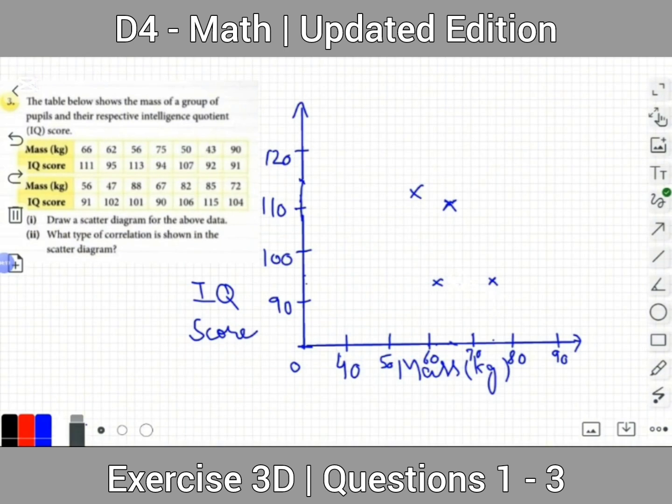Now for the next pair we have 50 and 107. So for 50 kgs, here we have 50. For 50 kgs, the IQ score is 107. So here we have 102, 104, 106 and 108. Between 106 and 108, somewhere here 107.